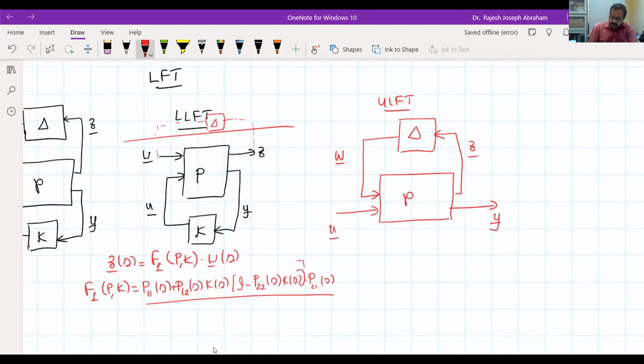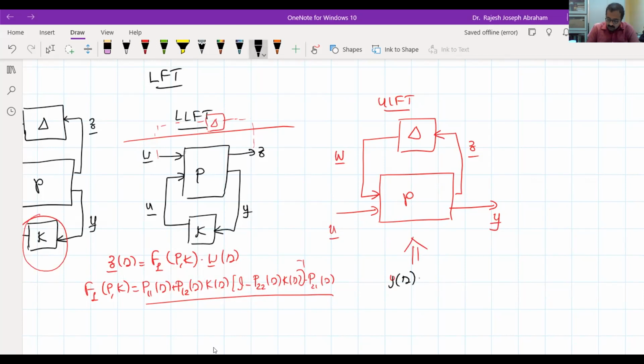So here, what are we trying to find? We are trying to find the transfer function between U and Y, as seen by the controller. If a controller K was put here, what would have been the transfer function between Y and U? If there is a controller block K here.